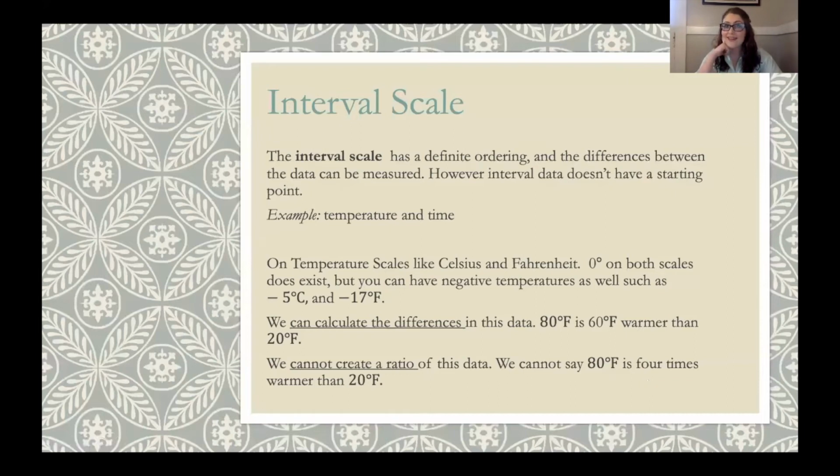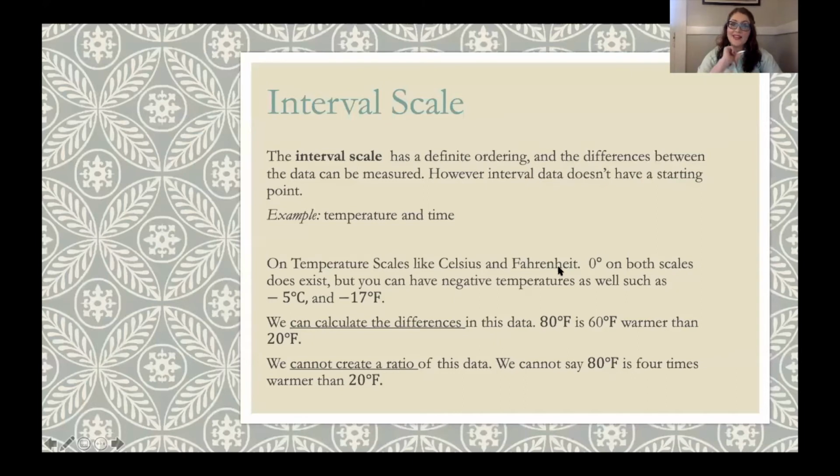The interval scale has a definite ordering. However, we can't calculate the differences between the data because it doesn't have the differences between. So the interval data scale has a definite ordering, and the differences between different data points can be measured. However, interval data doesn't have a starting point. Let me say that again. Interval data doesn't have a starting point.